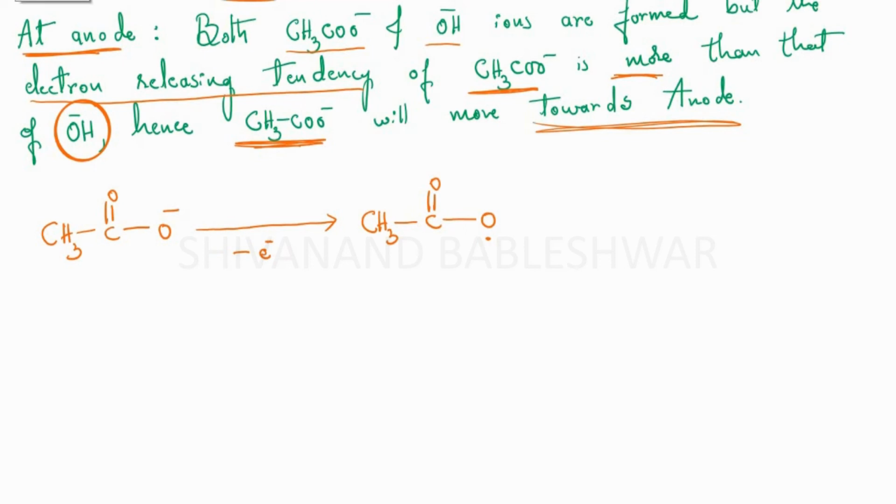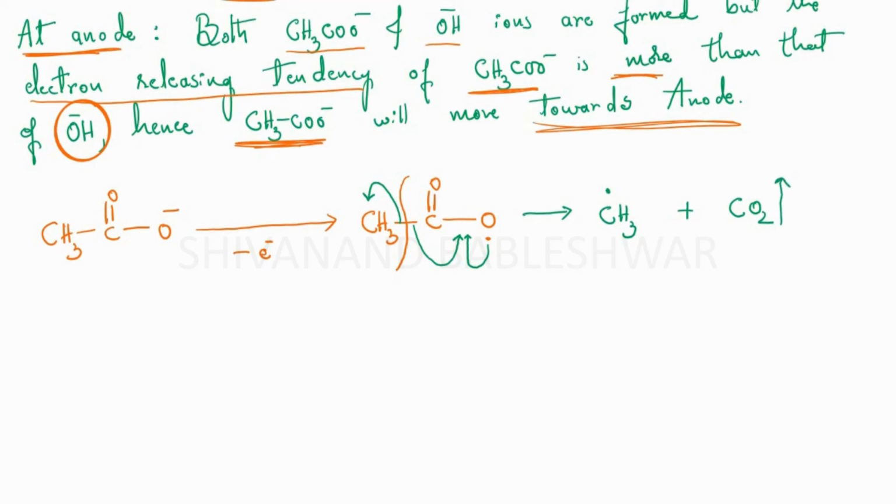Now this acetate free radical will undergo homolytic fission, since it is highly unstable. Homolytic fission means the bond breaks and the fragments formed contain the same number of electrons. So one fragment will form an odd electron here, and the other fragment will form an odd electron here. So altogether it leads to the formation of a methyl free radical along with the evolution of CO2, because we are learning about decarboxylation.